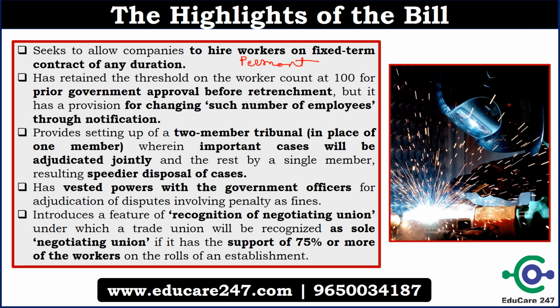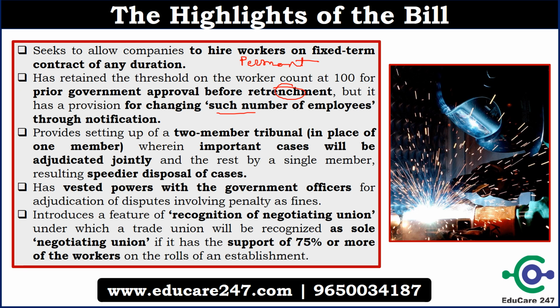The bill has retained the threshold on the worker count at 100 for prior government approval before retrenchment. If the worker count is 100, then companies have to take approval from the government for retrenchment. But this count can be changed through government notification. State government or central government can notify about this change in the number of employees. So this is clear in the bill. What this means is that, if needed, the government can reduce or increase this number. It is highly unlikely the government will increase this number, but the government can notify about the reduction of this number. So this is very important.